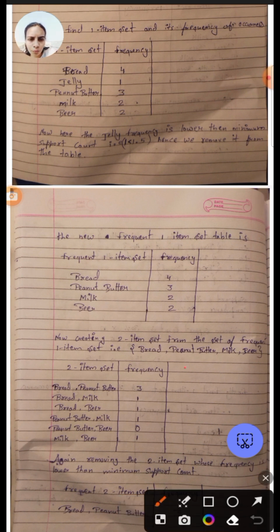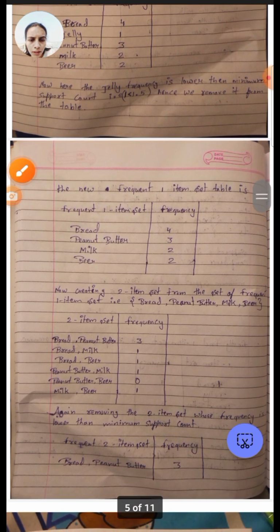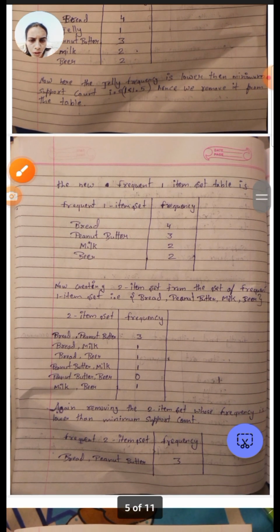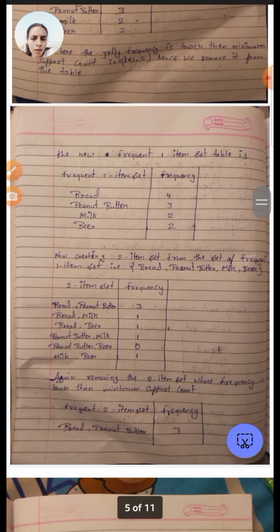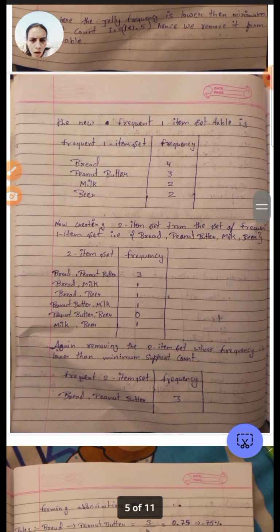This is the new frequency of the two item sets. Here we have bread, peanut butter, that is frequency 3; bread, milk, that is 1; bread, beer, that is also 1; peanut butter, milk, that is 1; peanut butter, beer, that is frequency 0; and milk, beer. Again we are removing the two item sets where the frequency is lower than the minimum support count.